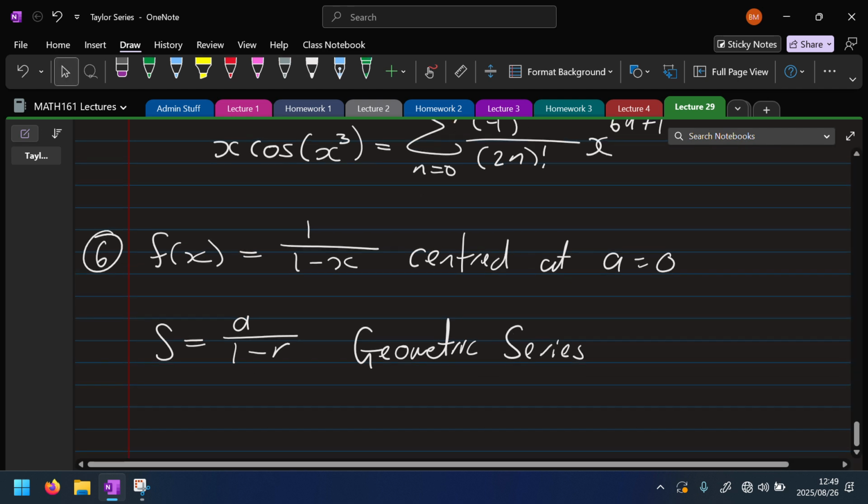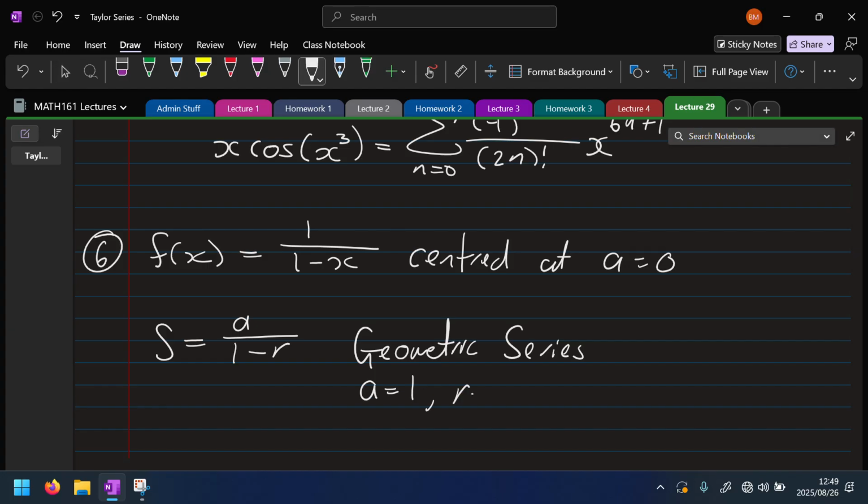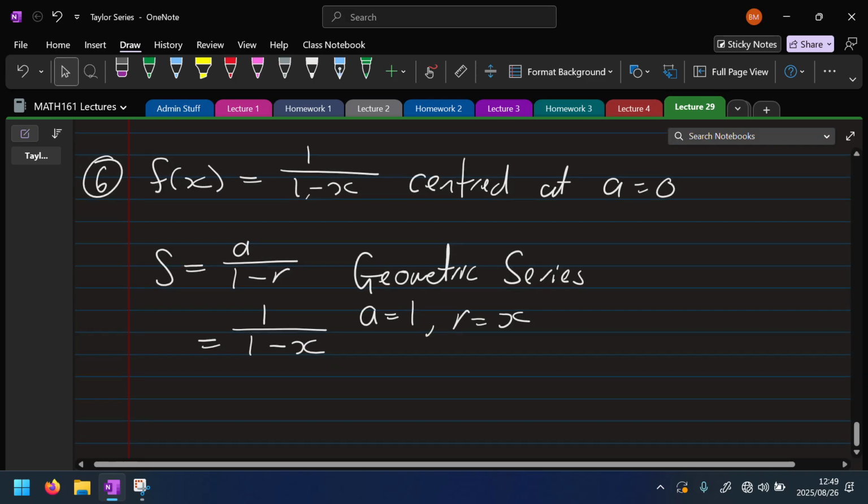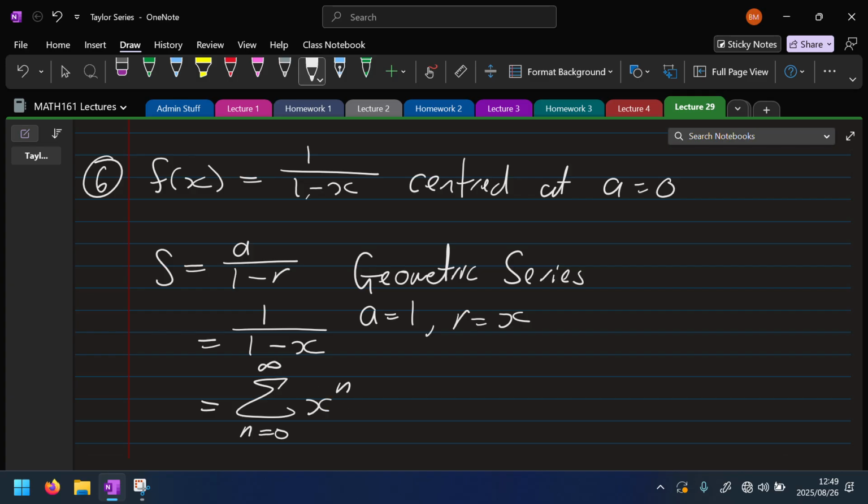Okay. Now, what we have here is very similar, except a is 1 and r is x. So this will give us 1 over 1 minus x, for a geometric series. But that's for the sum. We can write it out using that sigma notation. This is just going to be the sum, n goes from 0 to infinity, x to the n, because the common ratio is just x.